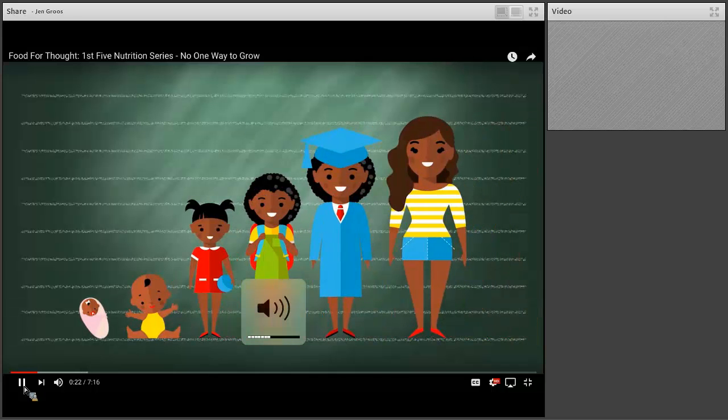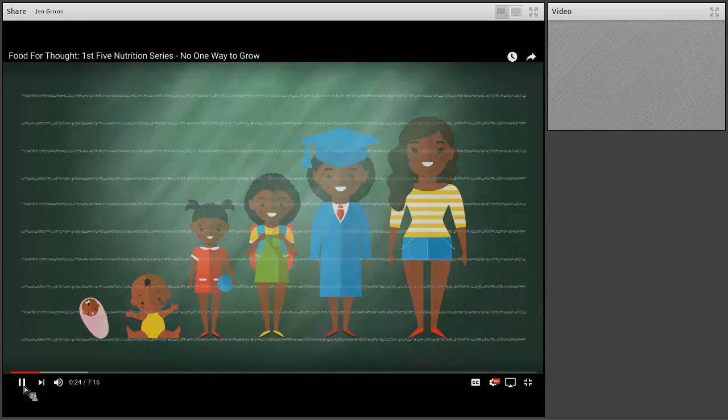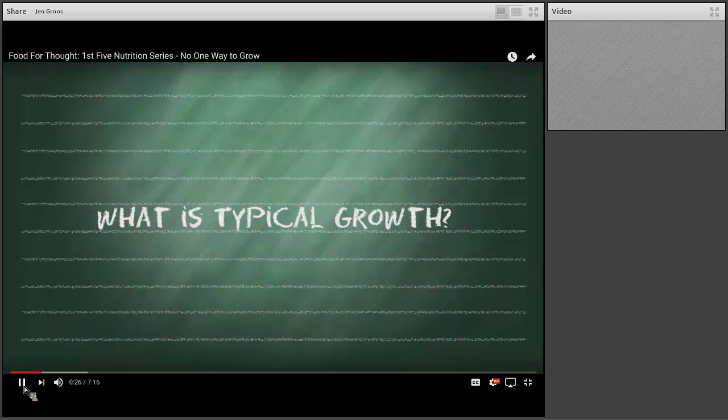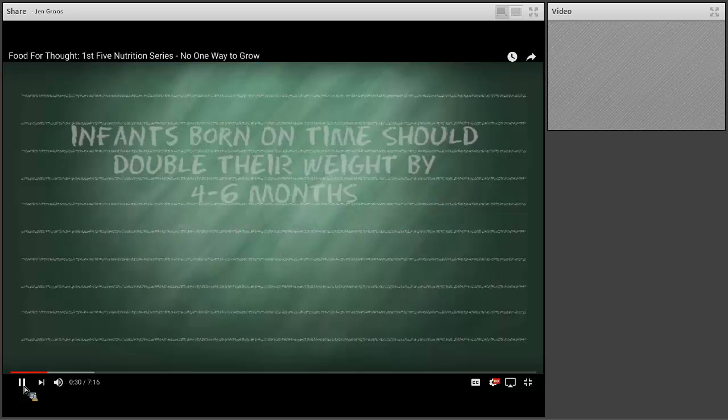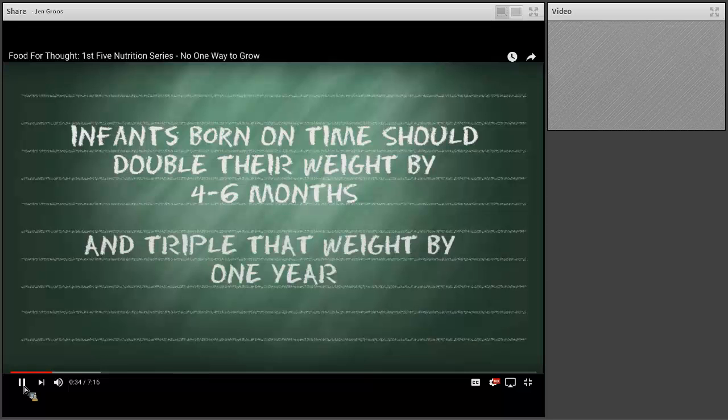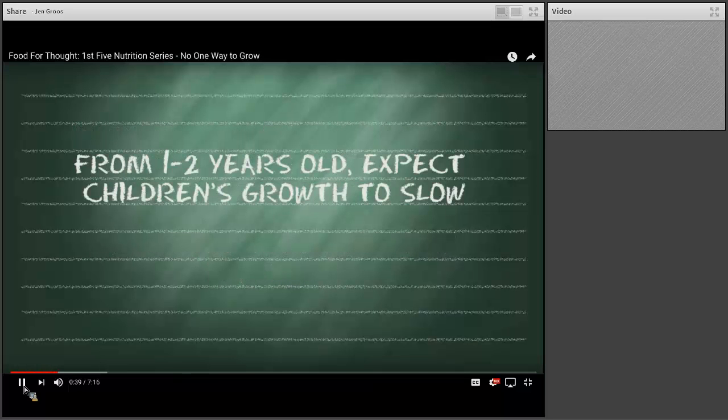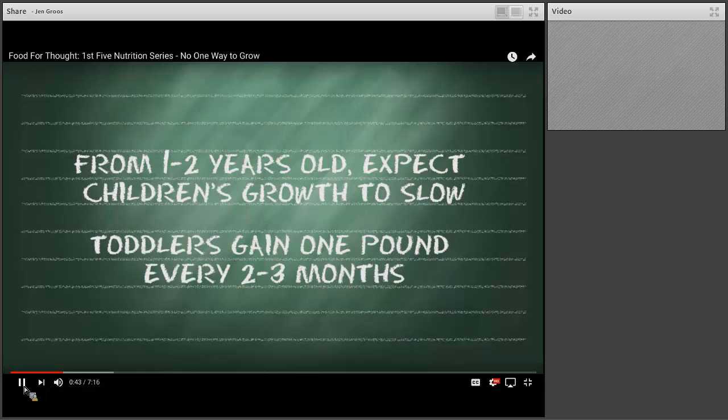First, we will talk about what normal growth looks like for children. These guidelines will help you know if your child is growing in the right way and in a steady pattern. Babies born on time should double their growth rate by 4 to 6 months. They should triple their growth rate by the time they are 1 year old. From 1 to 2 years old, expect children's growth to slow down. Toddlers gain 1 pound every 2 to 3 months.